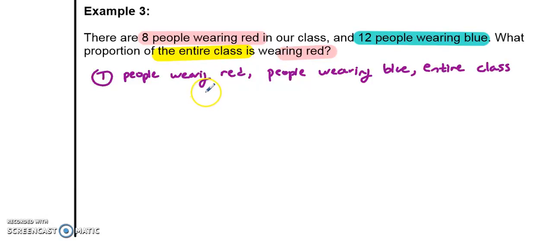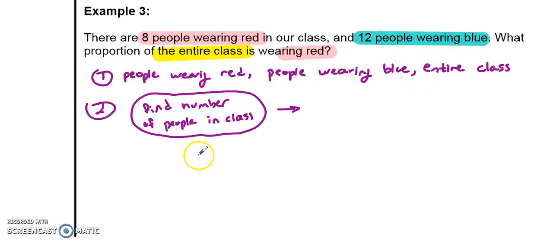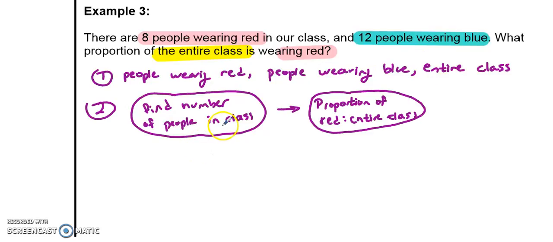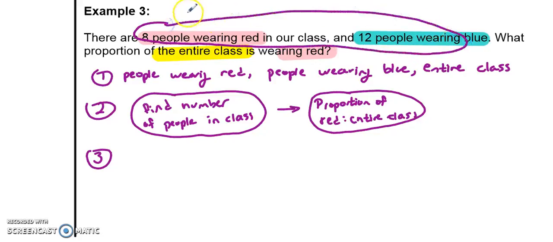So there are actually 3 different units going on here. The people wearing red, the people wearing blue, and the entire class. So the first thing we're going to need to do in our plan is find the entire number of people in our class. Then we'll need to actually write the proportion of people wearing red to the people in the entire class. So to start, we'll need these 8 people and the 12 people wearing blue to figure out how many people there are in the entire class. It's part 1. And then we'll need those 8 people wearing red and how many people there are in the entire class to write the proportion. That's step 2. Let's go ahead and do it.